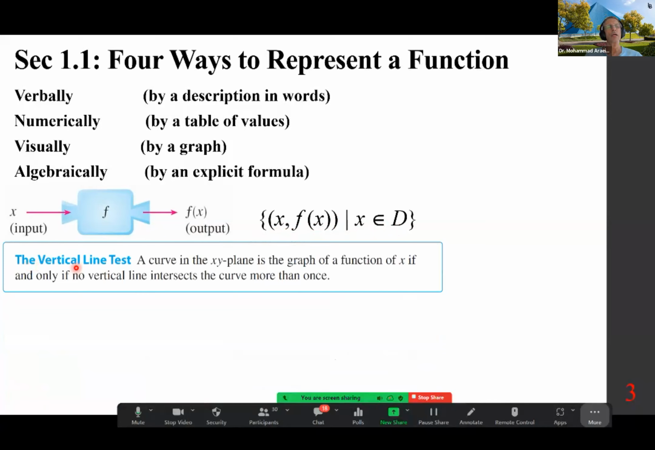Recall the vertical line test. A curve in the xy plane is the graph of a function of x if and only if no vertical line intersects the curve more than once. That is the definition of a VLT, vertical line test.